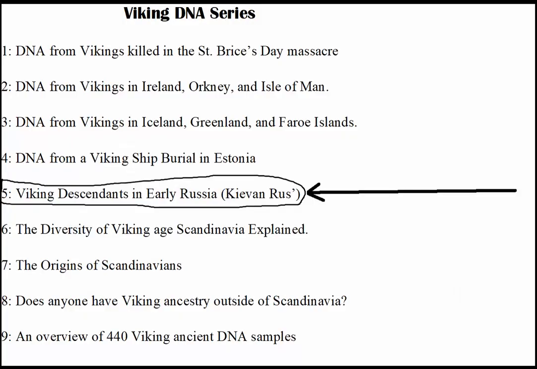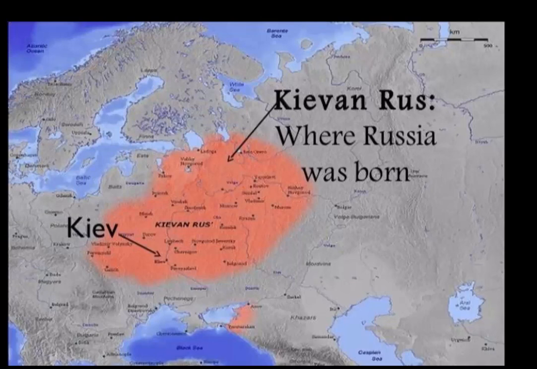This video you're watching is episode 5 of a 9-episode series on Viking ancient DNA. Here in episode 5, I'll be looking at DNA samples from Kievan Rus, which was the earliest manifestation of the modern country of Russia. Few people know that this early form of Russia, called Kievan Rus, was in large part created by Swedish Viking settlements in Eastern Europe.